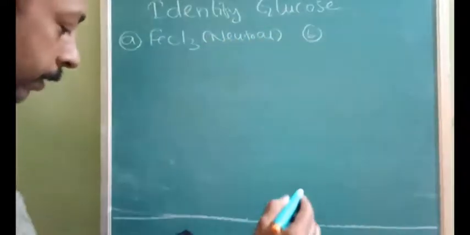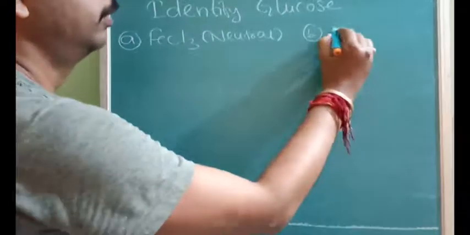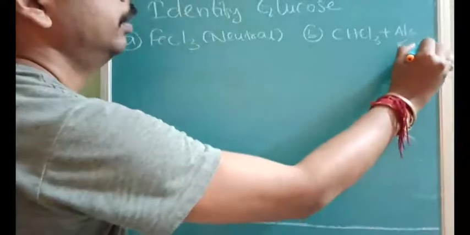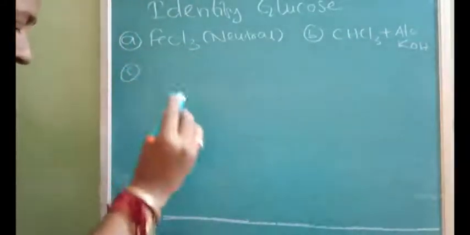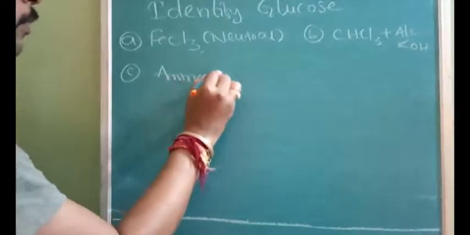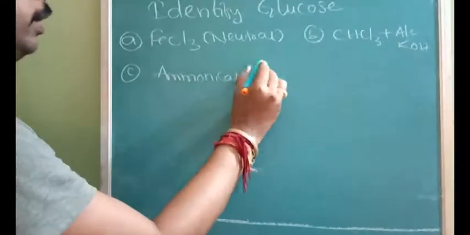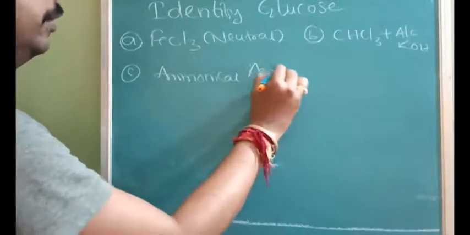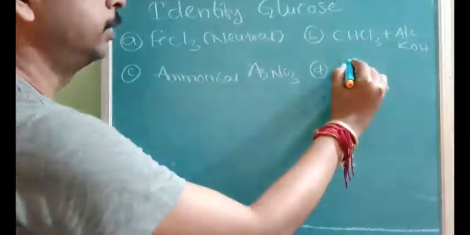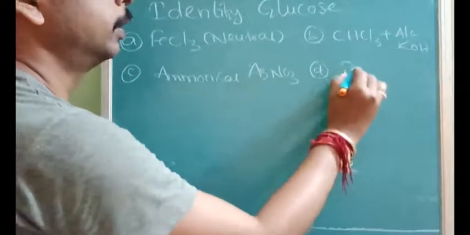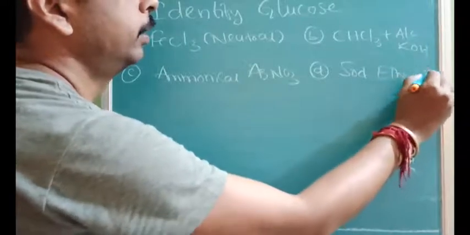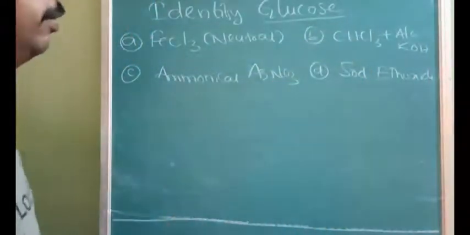Option B is chloroform plus alcoholic KOH. Option C is ammoniacal silver nitrate. Option D is sodium ethoxide. These are the options given. Now you can identify glucose by which of the following?